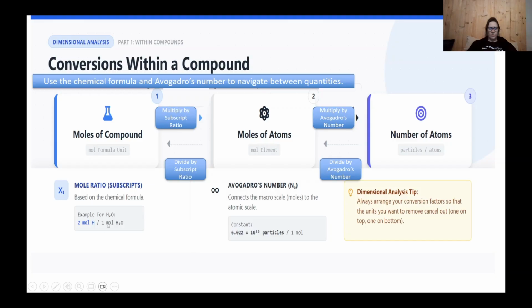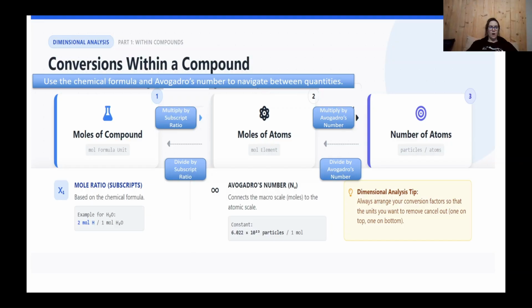Well, 2 times 6.02 times 10 to the 23rd. That's all you got to do. Make sure you just multiply the number of moles by Avogadro's number to get the number of atoms. Likewise, if you have the number of atoms, you can divide by Avogadro's number to get the moles of that atom. And then you can divide by the subscript ratio. So instead of multiplying by 2 here, you would divide by 2 in order to figure out how many moles of the entire substance you had.